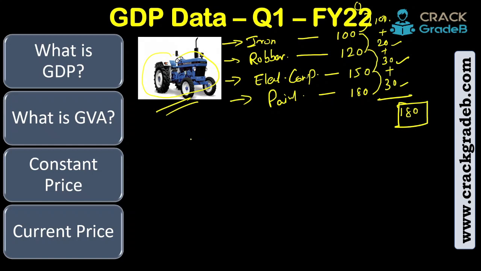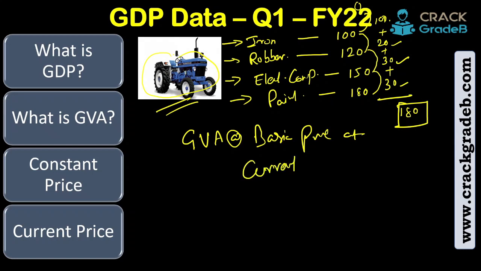So gross value addition means the value addition at every stage is known as GVA. So now what is this? So what we got? GVA at the basic price at current. So this is the current price. So now you know what is constant, what is current. So you got it as 180.